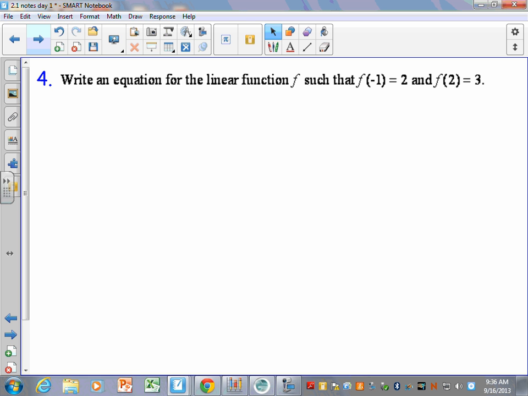All right, what about this one? It says write an equation for the linear function f such that f of negative 1 equals 2 and f of 2 equals 3. They're telling us that that's linear, so do we know how to write a linear equation? We have a form that we use for linear equations: y equals mx plus b. Good old mx plus b, right?